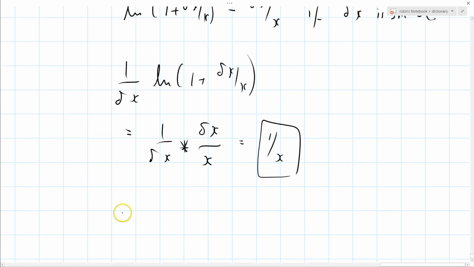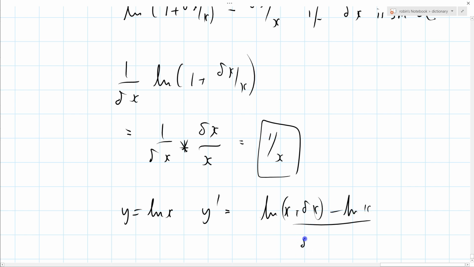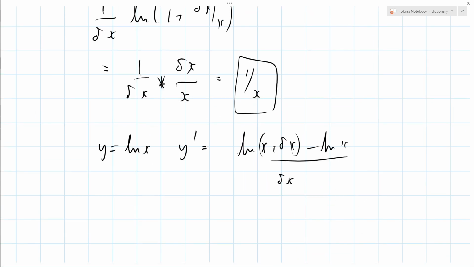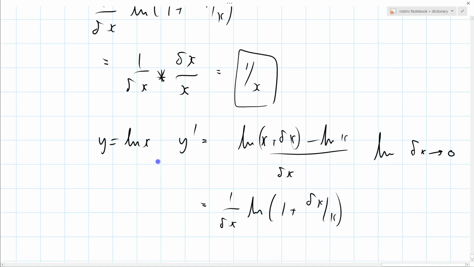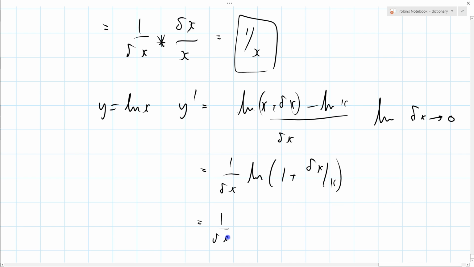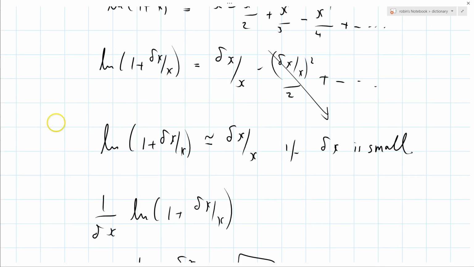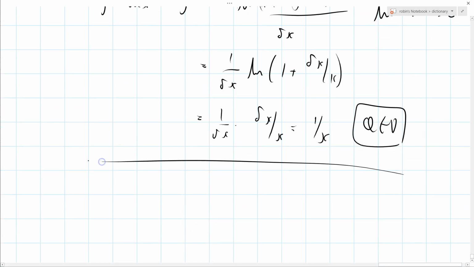Recap. y equals log x. y dash equals log of x plus delta x minus log x over delta x. Take the limit as delta x approaches 0. Equals 1 over delta x log of 1 plus delta x over x, equals 1 over delta x times delta x over x, equals 1 over x, QED. That's the first way to show this. We can do it in another couple of ways. I'll just do one or two of them.